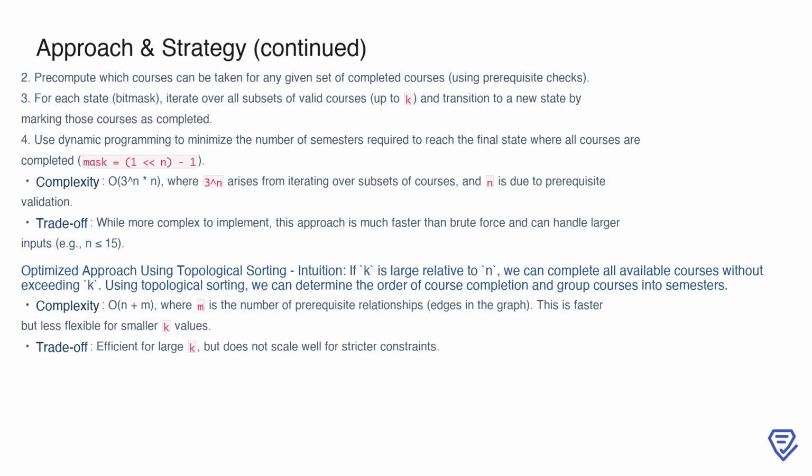An alternative strategy in certain cases is to utilize topological sorting, which works particularly well when k is large relative to n. In such scenarios, all available courses can be taken in a single semester without exceeding k. This method involves grouping courses into semesters based on their topological order and has a time complexity of n plus m, where m represents the number of prerequisite relationships. However, this approach is less flexible for smaller values of k, making it suitable only for specific problem constraints.